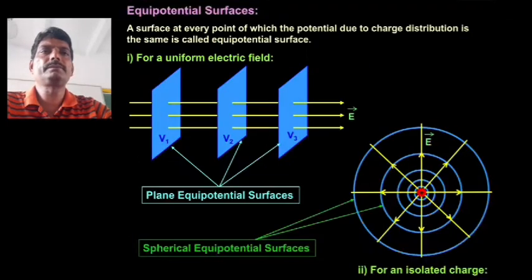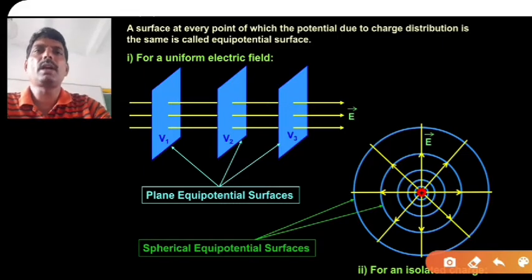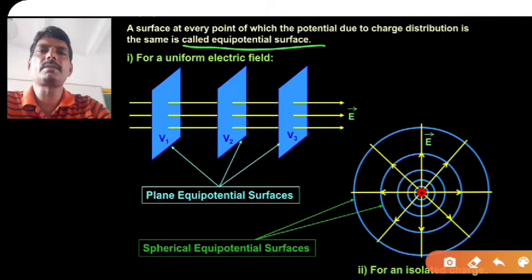Now the next one, equipotential surface. Now what is an equipotential surface? The name itself indicates equipotential. That means if you have equal potential at each and every point, then that is called an equipotential surface. The surface at every point of which the potential due to a charge distribution is the same.